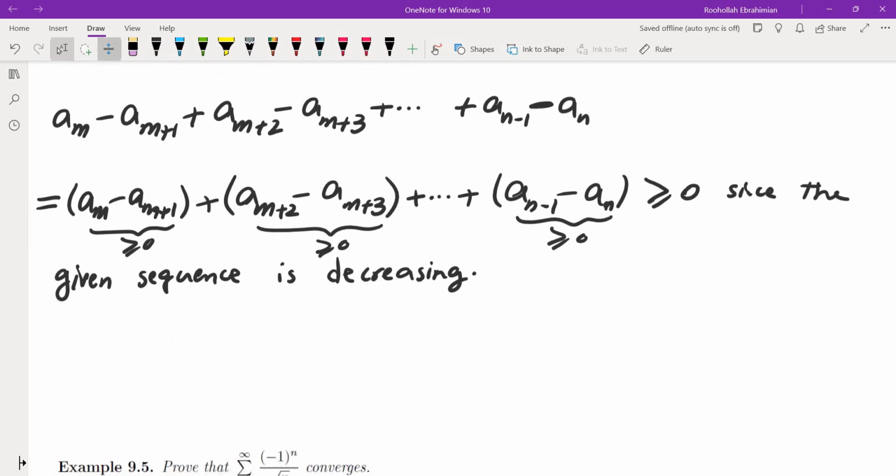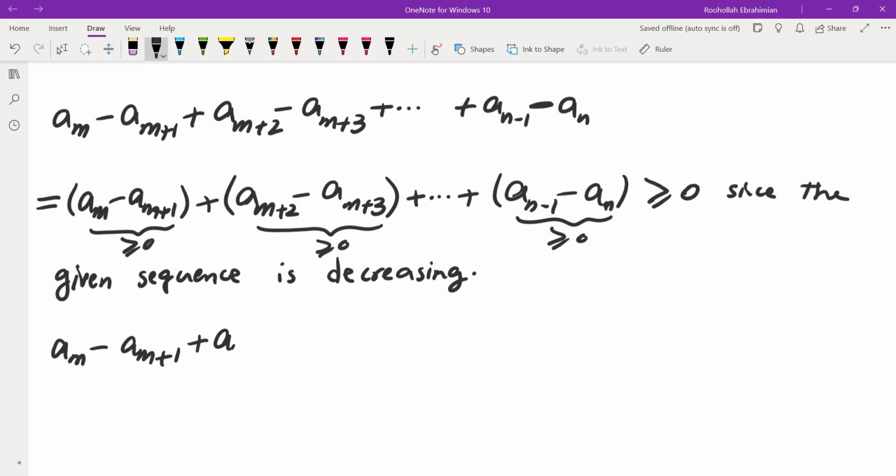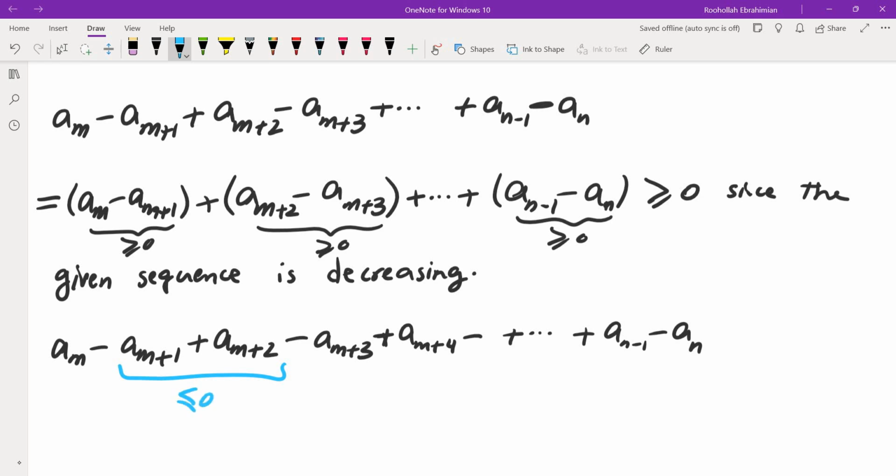Now we're going to pair it up in a different way. So it's a very similar argument. If you write it down like this, a_m minus a_(m+1) plus a_(m+2) minus a_(m+3) plus a_(m+4), etc., minus plus, we get plus a_(n-1) and then minus a_n. Pair it up this way. This is less than or equal to 0. This is less than or equal to 0. This is less than or equal to 0, and finally this is less than or equal to 0. So this becomes less than or equal to a_m.